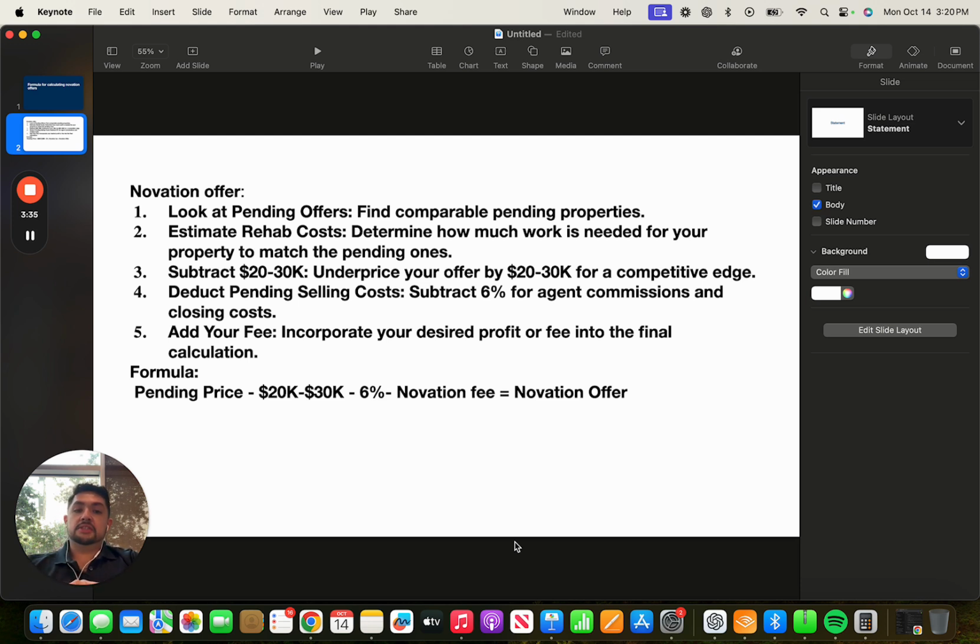Then I'll minus the 6% commission. Now you don't have to do 6%. I like to start at 6% because it gives me negotiation room just in case I can't get that offer. I do 2% for the seller side agent, 2% for the buyer side agent. I'll show you how to find the agents and what we do to partner up with them. Super simple though. And then after that, you'll do your fee.